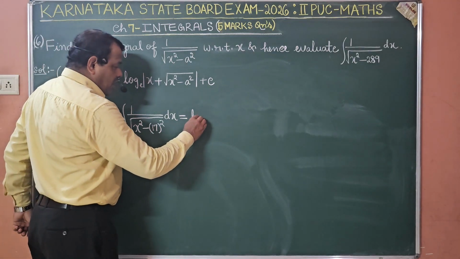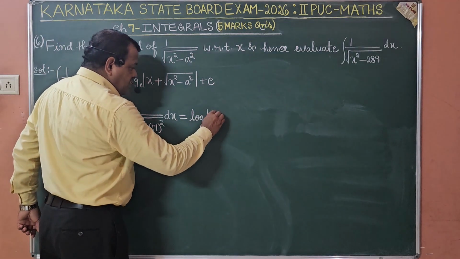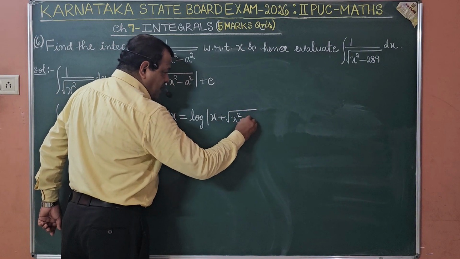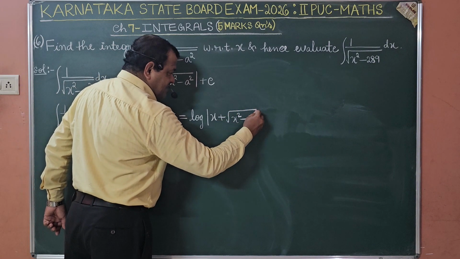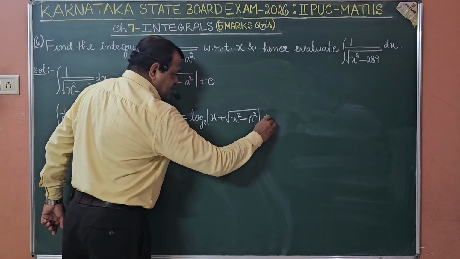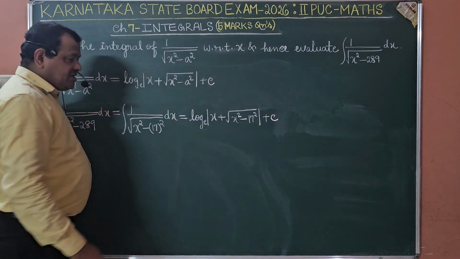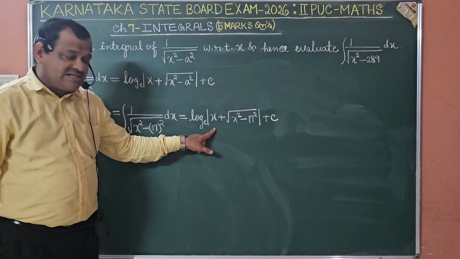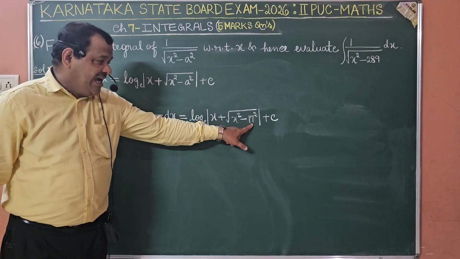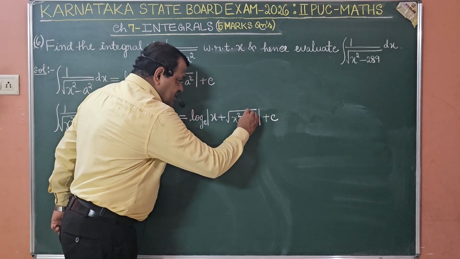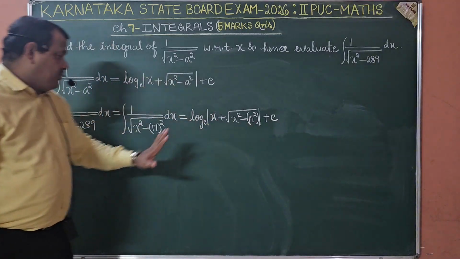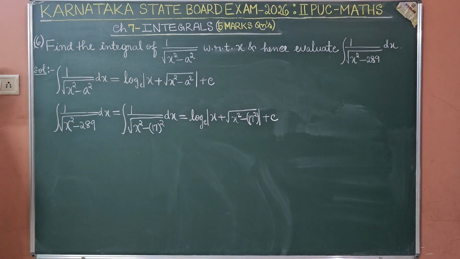It becomes log of mod of x plus root of x square minus 17 square base e plus c. And this can be written as log of mod of x plus square root of x square minus 17 square, 289. It is square only for 17. Therefore minus 289 plus c. Kindly go through the solution.